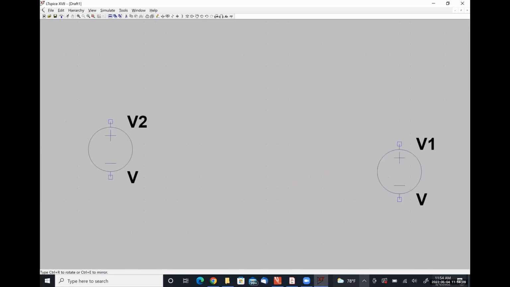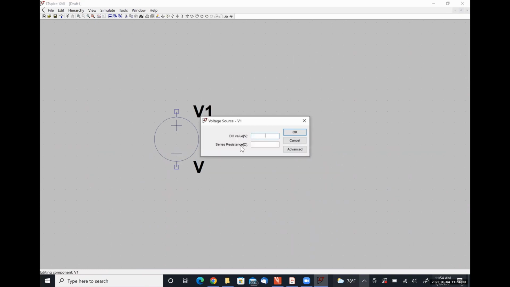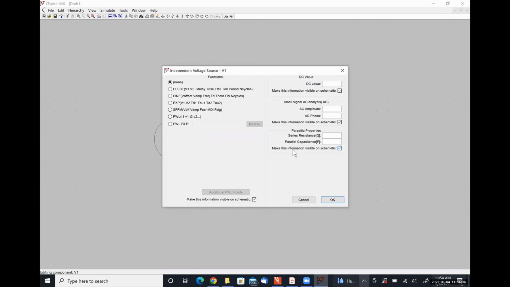All right, so the first thing is I need to get rid of that. All right, so setting up a voltage source. Just right click the voltage source to pull up the advanced tab. We're going to completely ignore the left-hand side here. What we're going to do is this bit, the small signal AC analysis.